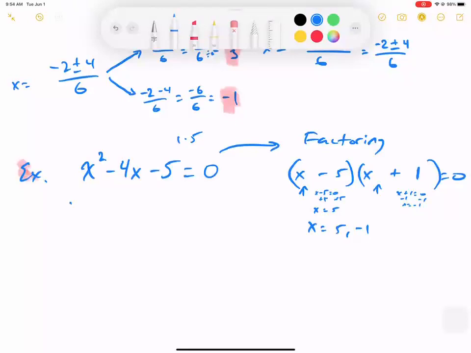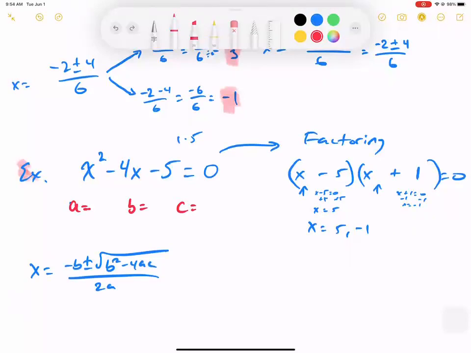So let's say this real quick. x is equal to negative b plus and minus the square root of b squared minus 4ac, all over 2a. Along with this, I need to make sure I have my variables correct. A is equal to what? B is equal to what? C is equal to what?